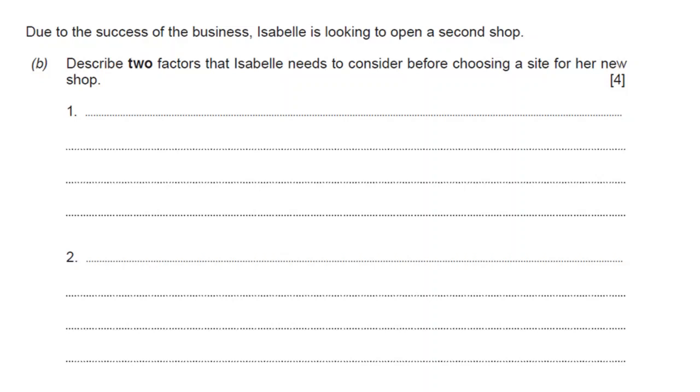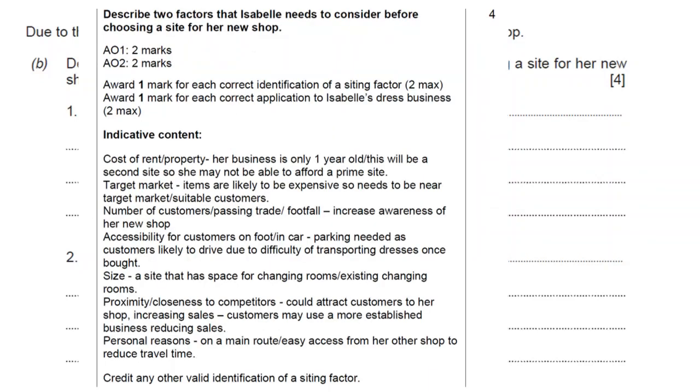So pause the video and I'd like you to spend some time having a go at this 4-mark question. Okay, so let's have a look at this. You're getting 2 marks for AO1, which is knowledge, and 2 marks for AO2, which is putting it into a context. Now it's a clothing shop, so you need to make sure that you're applying it to Isabella's dress business. So one thing you could have said was costs of rent property.